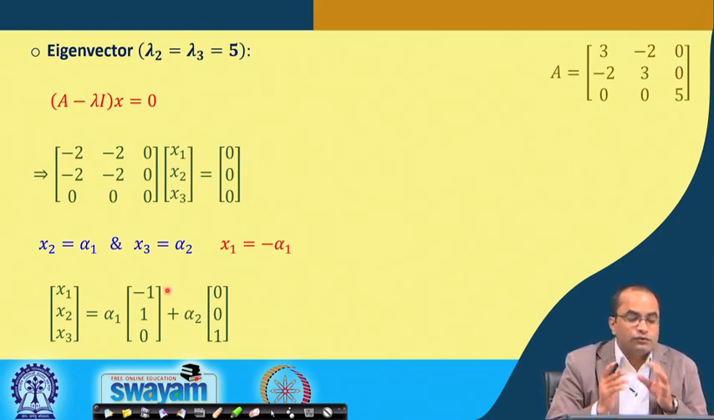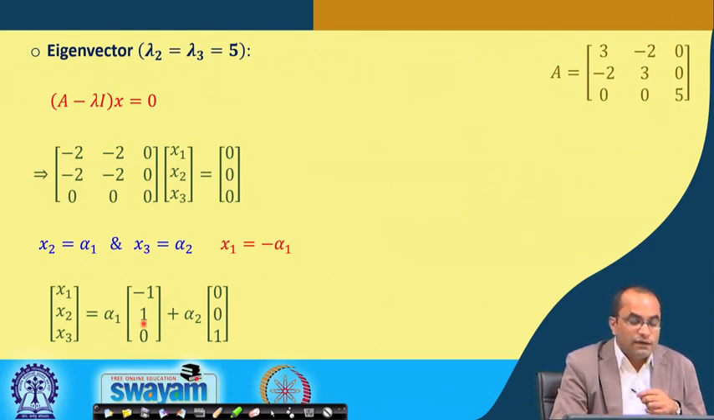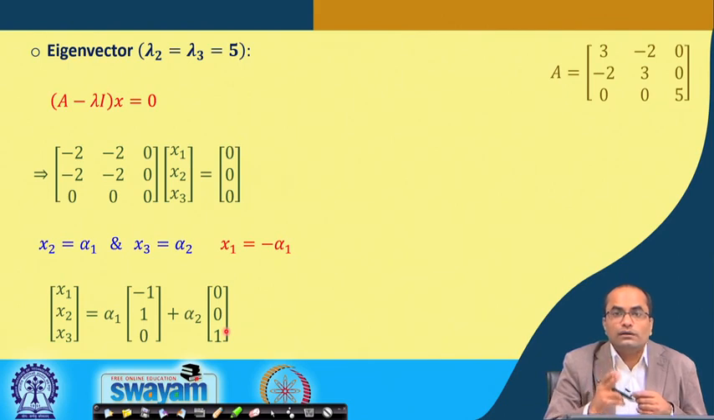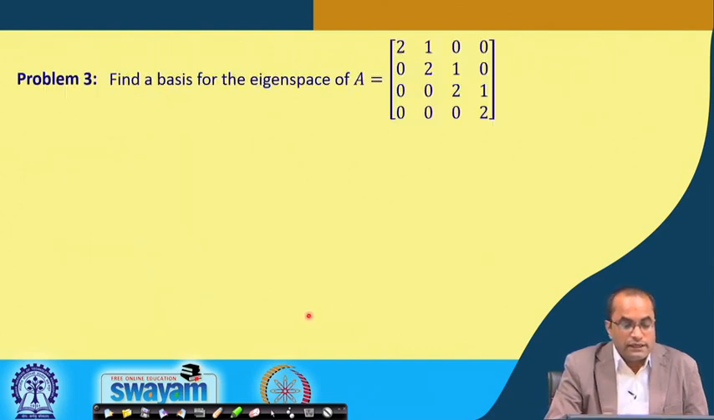So, what we are getting corresponding to lambda equal to 5, which was the repeated eigenvalue, is two linearly independent vectors which satisfy A minus lambda I times x equal to 0. Basically, corresponding to lambda equal to 5, we are getting two eigenvectors, or rather two linearly independent eigenvectors in this case.